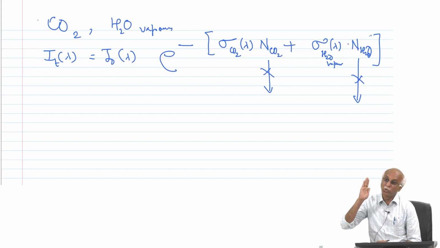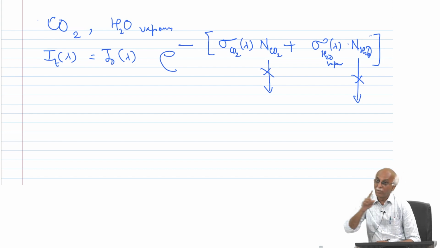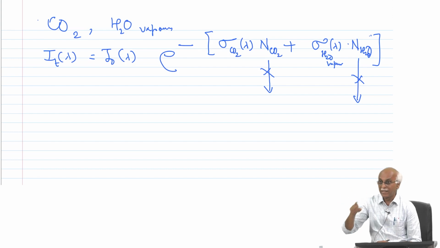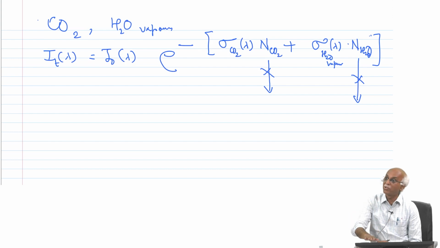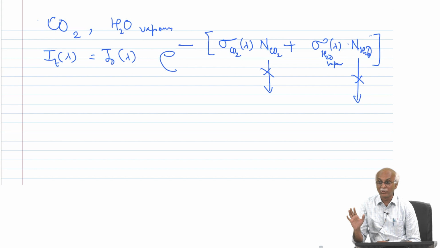matching with CO2 absorption, but there is no water vapor absorption. I can find that out from the database, and I can select that wavelength, then automatically this equation becomes much more simplified. I need not worry about water vapor, and I just worry about the absorption by CO2. Of course, there will be some scattering due to water vapor, and I will have to be careful, but I can derive some value.